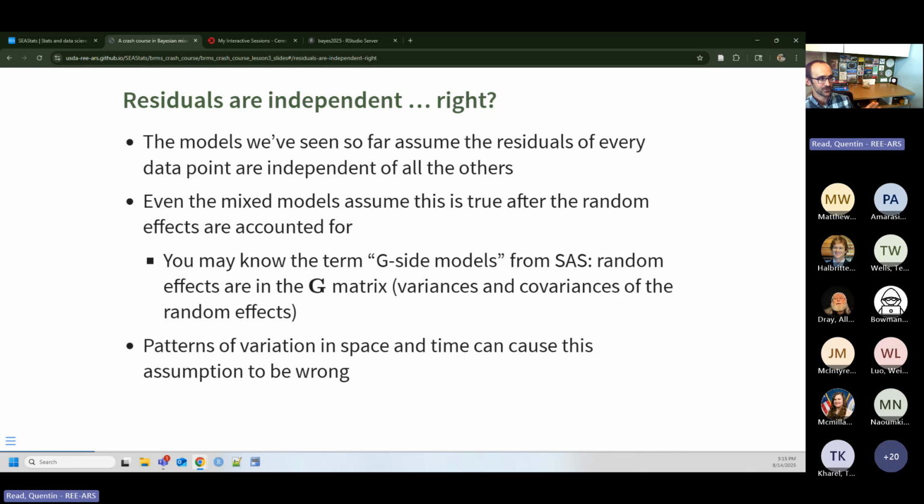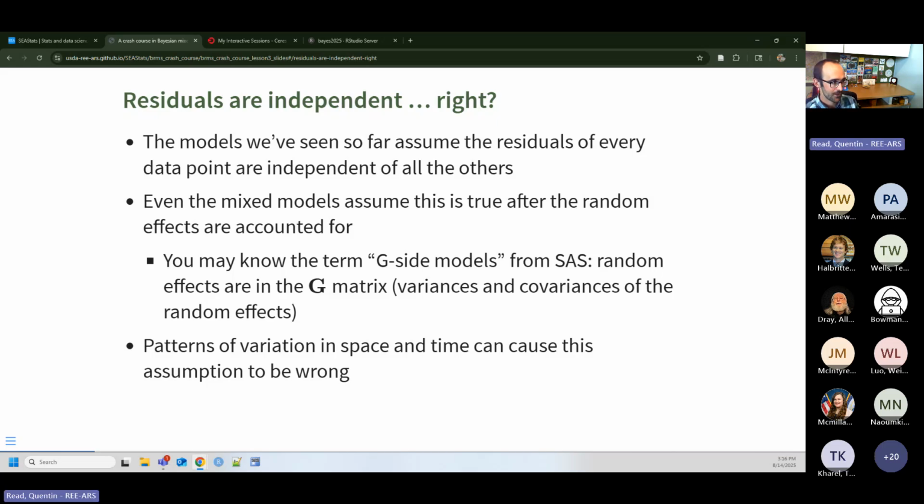So far, we've assumed that once we've accounted for all the effects in the model, fixed effects, random effects, all of that, our residuals are completely independent of each other. All the models we've done so far have assumed that. If I have an observation and I know its fixed effects and its random effects, any difference in its response that's not accounted for by those is random noise. It's a completely independent random variable and has nothing to do with any other data point in my model.